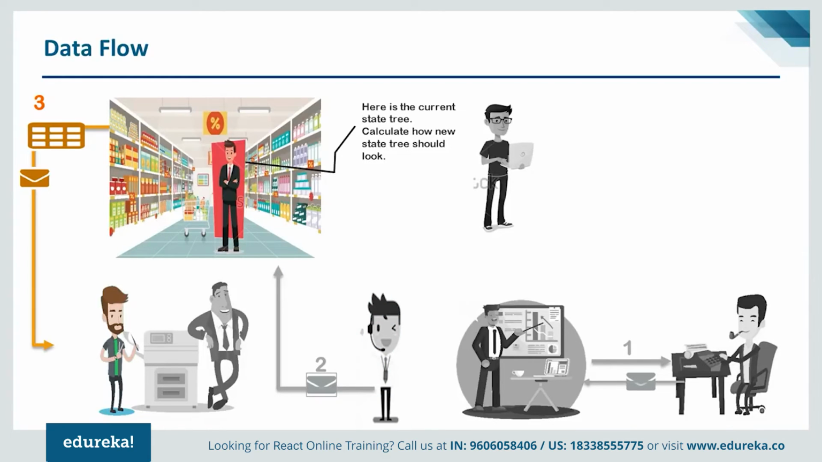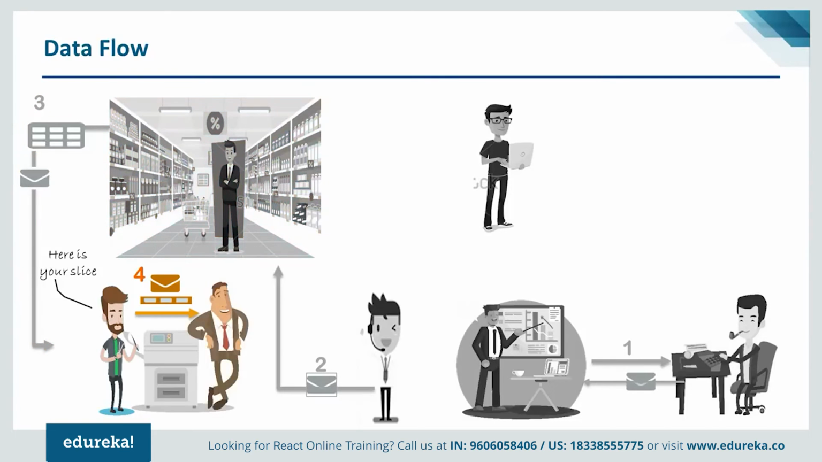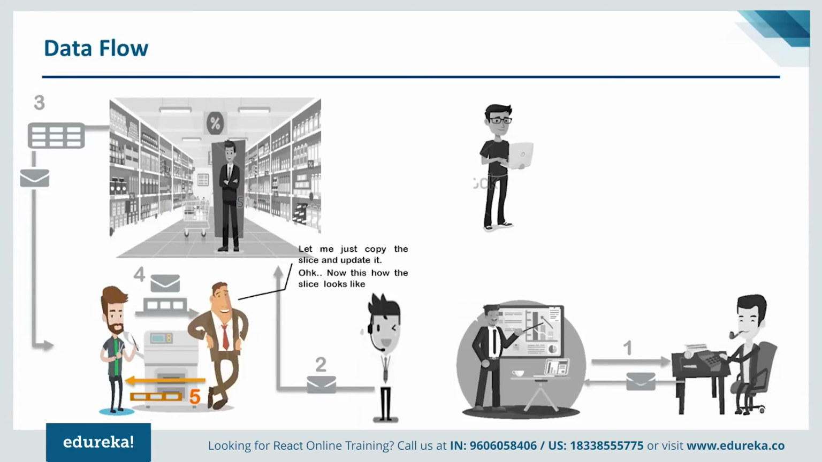It will be passed to the reducer function to calculate how the new state tree should look, because something has been changed. So the store is informing this to the reducer, and since these are pure functions, the reducer takes the previous state tree along with the action and provides us the new state. Now the fourth step is that the root reducer will give the sliced part of the tree to another reducer. The next step is the other reducers will copy the sliced data and update it, and will show the root reducer how the slice will look.